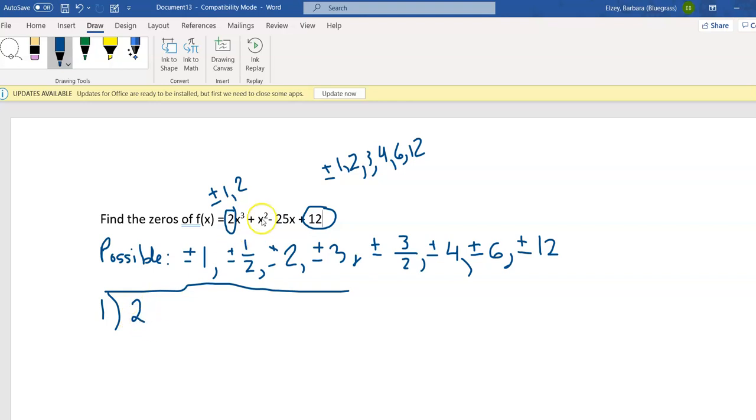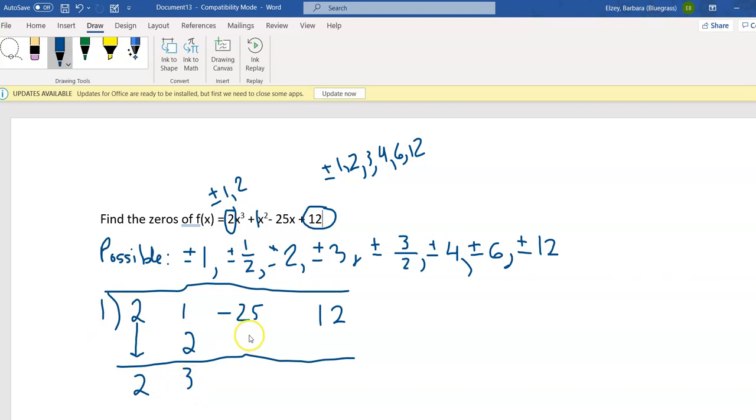So let's see, we've got 2. This coefficient's really a 1. Negative 25. And 12. So let's do our synthetic division. And remember, that's multiply, add, multiply, add, multiply, add. So first we bring down the 2, and we multiply, add. So 1 times 2 is 2. Add the column, that's 3.